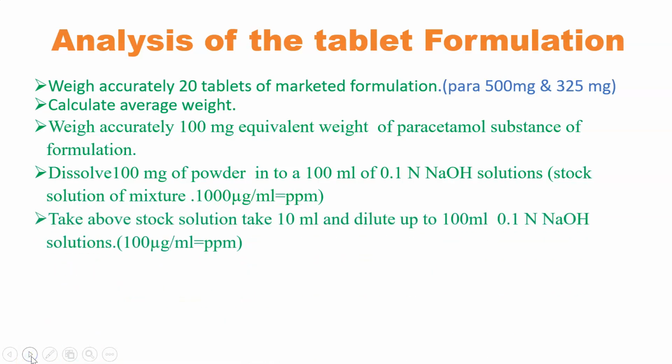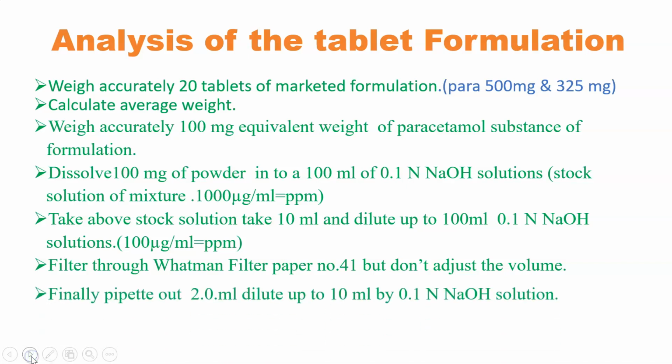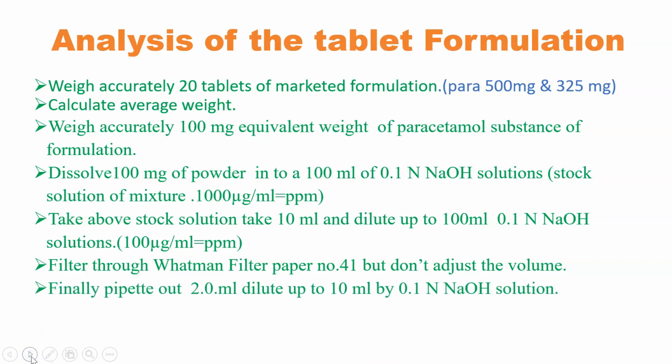From that you prepare a 100 ppm solution, and after that filter through Whatman filter paper number 41, but don't adjust the volume. If you try to adjust the volume, it will create problems with the concentration. And after that finally pipette out 2 ml of the solution and dilute with 0.1 normal NaOH up to 10 ml, and the concentration you will get will be 10 ppm paracetamol and 13 ppm ibuprofen. How it comes, I will explain from this equivalent weight in Excel.